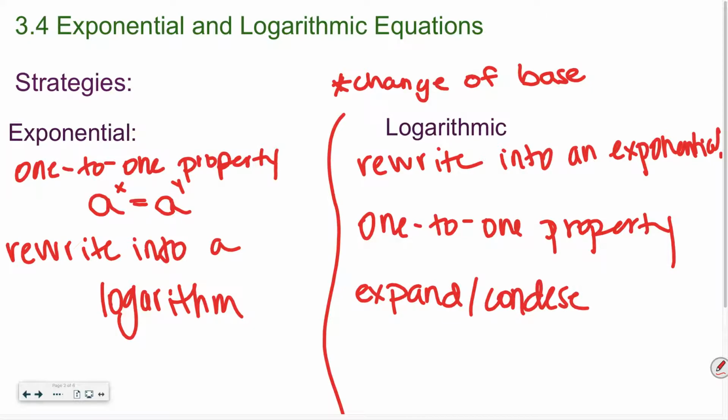It's possible that we will need to use either the expanding or condensing properties to rewrite our logarithmic equation into something that we can use. More than likely, it's going to be the condensing. Okay? You may have to condense one side so you only have one logarithm instead of two. Okay? So this is what we're going to do.